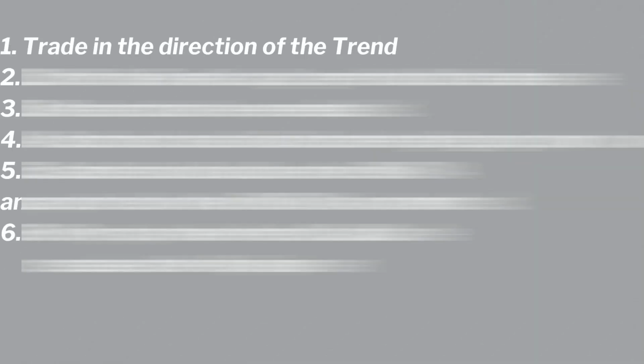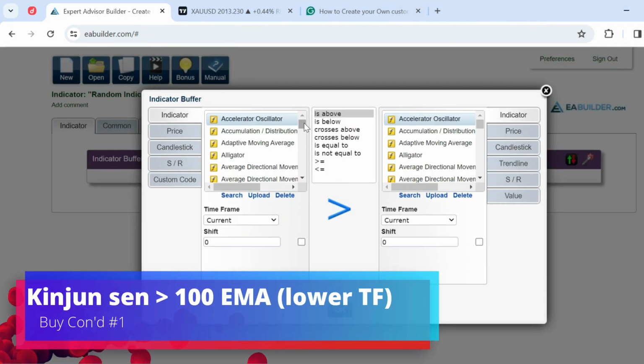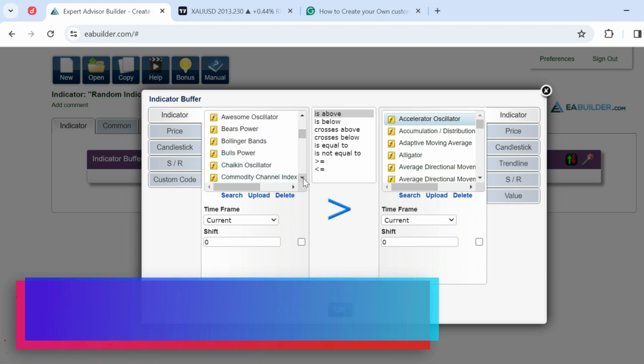The first function states that the indicator must trade in the direction of the trend. As such, the first condition, of course, is that the Kijun-sen, period 26, must be above the 100 EMA on both the lower and the higher time frame.